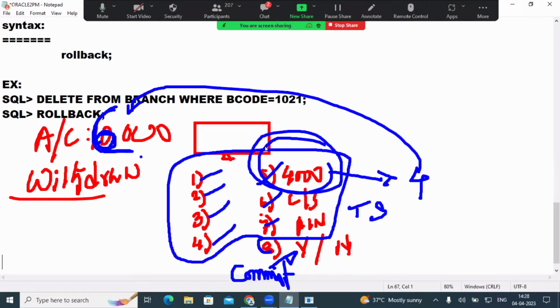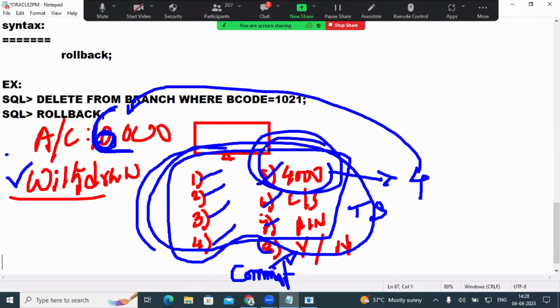So what is my transaction name? Withdraw. So the withdraw transaction is only one transaction. But to do this transaction, internally how many operations? 8 operations we perform. It means it is not 8 transactions. These all together make one transaction, and the transaction is called withdraw.